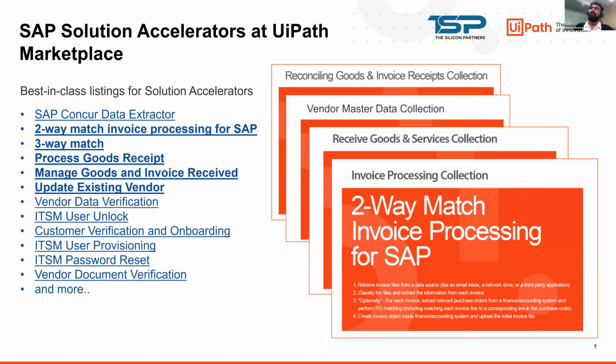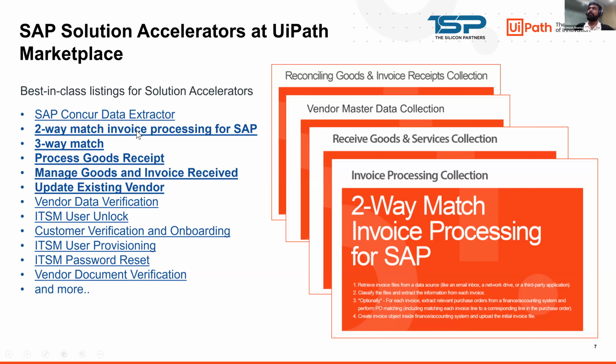Similarly, if you have a use case for three-way match invoice processing, if you have processes around goods receipts or goods received and invoices received, which are a part of the GRIR process, there are solution accelerators available around that as well. Update existing vendor, which is again a P2P process. We'll be covering some of these in the demo as well, like how we can quickly get started using Solution Accelerator. Then ITSM user unlock. These are all SAP specific solution accelerators from the official feed of UiPath.